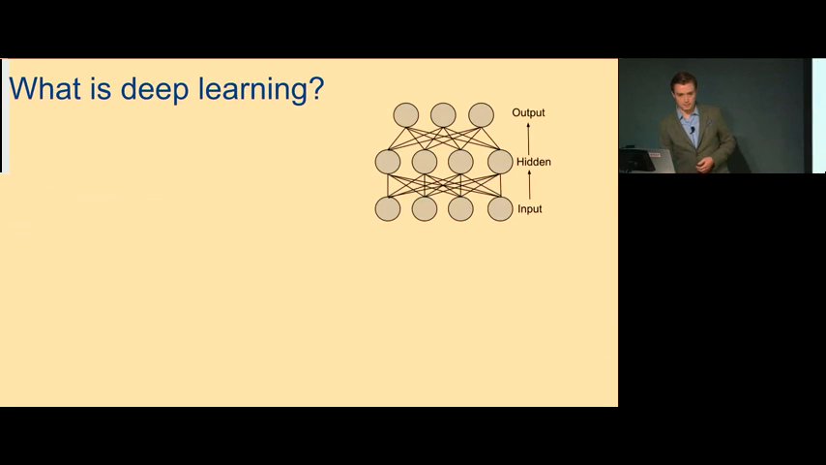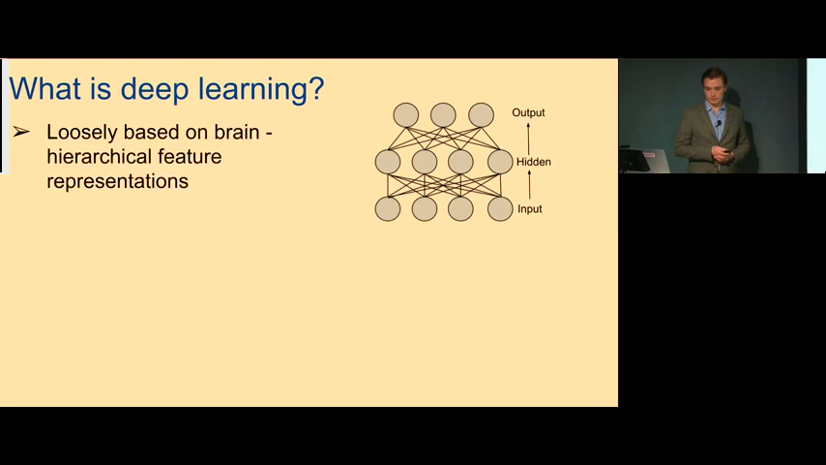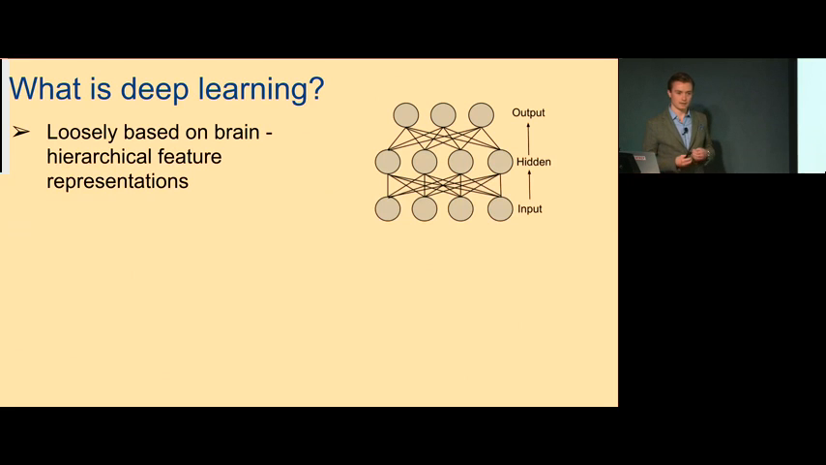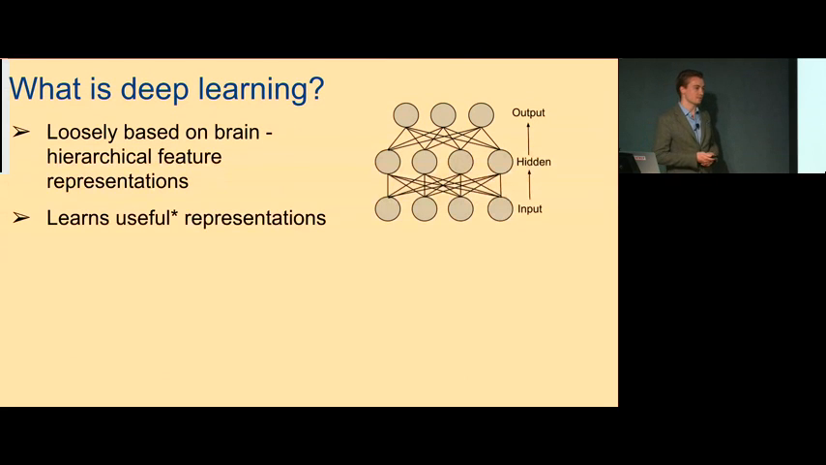So first of all, what is deep learning? I really don't like to make this analogy, but it's easy to understand. It's loosely based on the brain. So you have different layers that form a hierarchical representation of whatever input you have. And what does this give us? This gives us something that forms a useful representation.